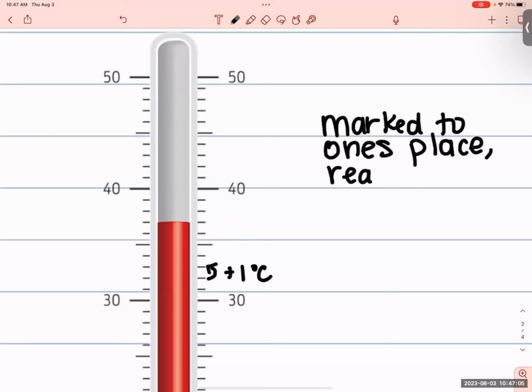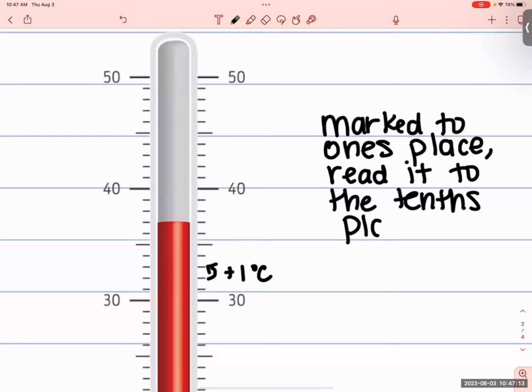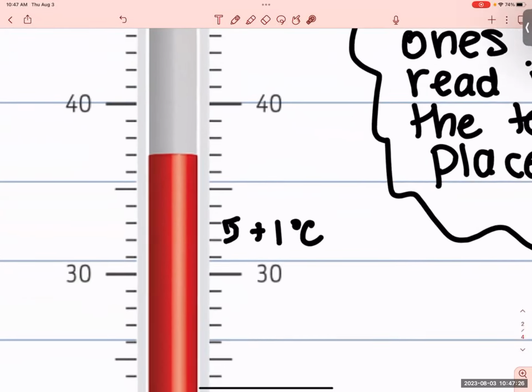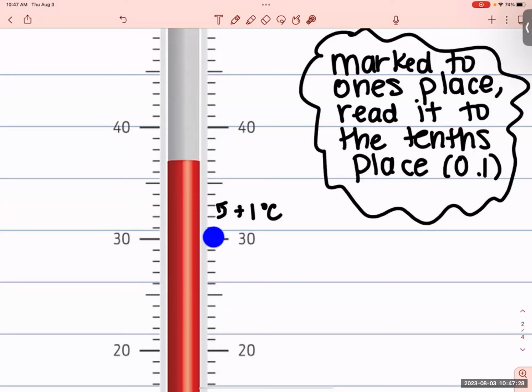So we need to read it to the tenths place because the tenths place comes after the ones place. So I need to say point what? So here, if we have 30, 31, 32, 33, 34, 35, 36, 37. You can't just say 37. You have to say 37 point what?